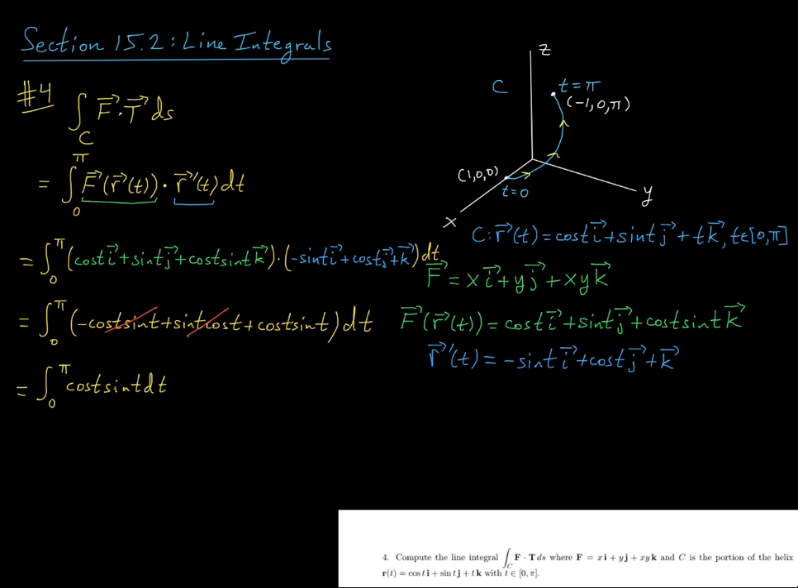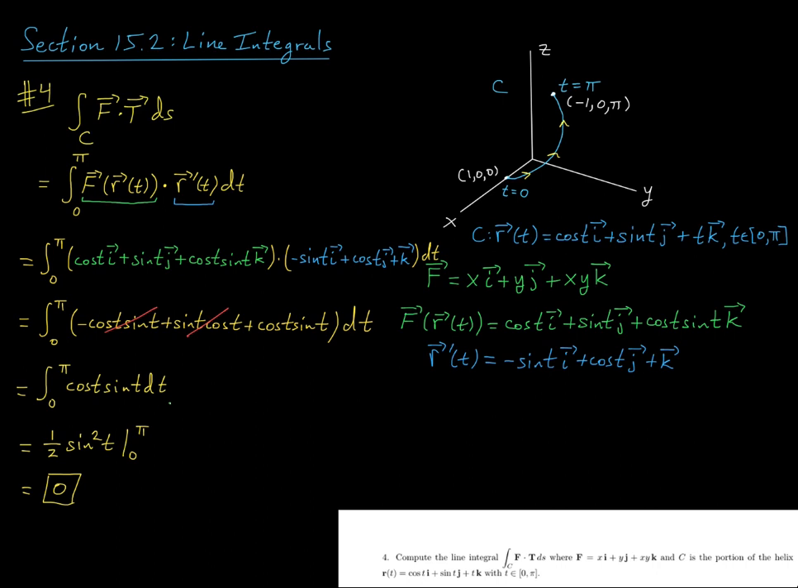Now you could use substitution here, that'd be fine. Maybe let u equal sine or cosine if you like. Or you could also use double angle identity. This is half of sine of 2t. Okay, so I'll go ahead and do the substitution. You're going to get 1/2 sine squared t. We're evaluating from 0 to pi, and putting pi in, you're going to get 0, putting 0 in, you're going to get 0. So in fact, this comes out to be 0.